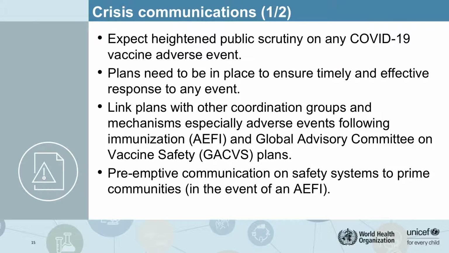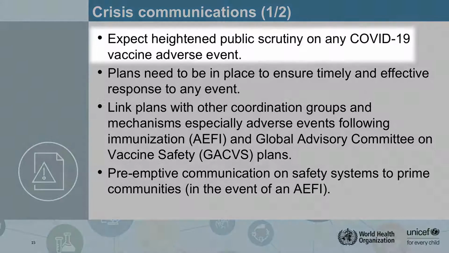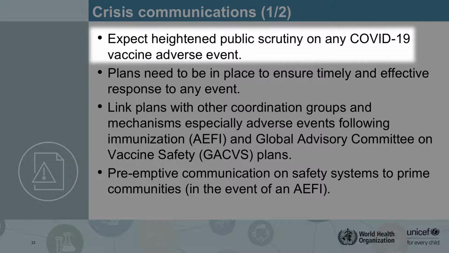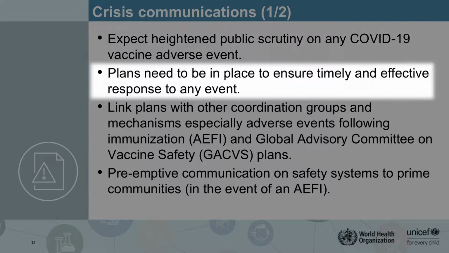Prepare for any vaccine-related events and escalating rumors or misinformation. Expect heightened public scrutiny of any COVID-19 vaccine adverse event. Preparedness plans will need to be in place to ensure a timely and effective response to any event. Such a plan should include details of the coordination groups, their roles and responsibilities, named spokespeople, as well as key stakeholders to keep informed, messaging and channels for dissemination, particularly those channels most trusted.